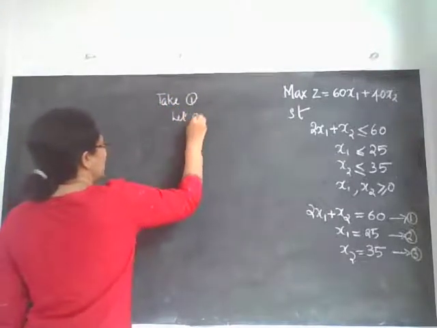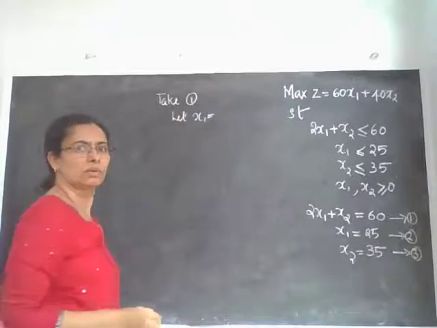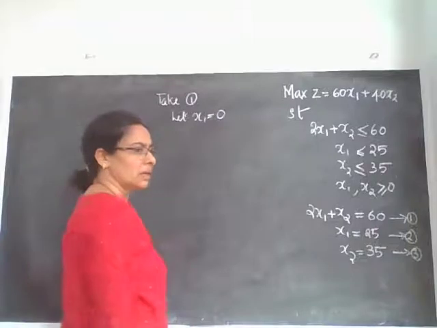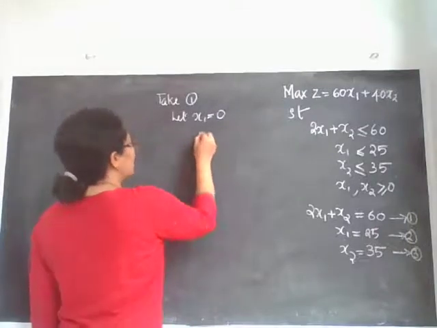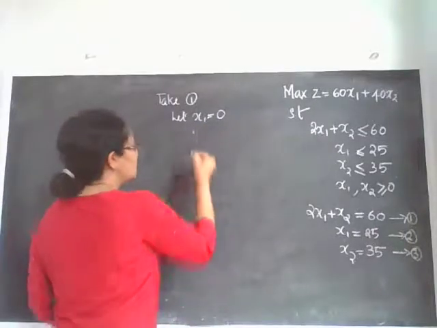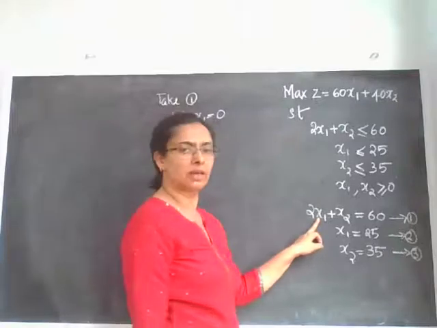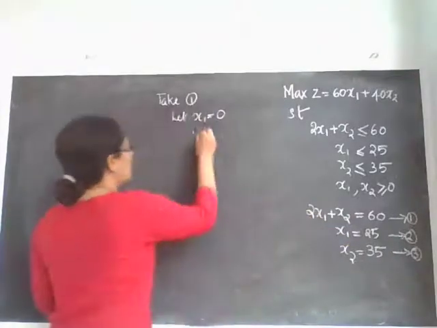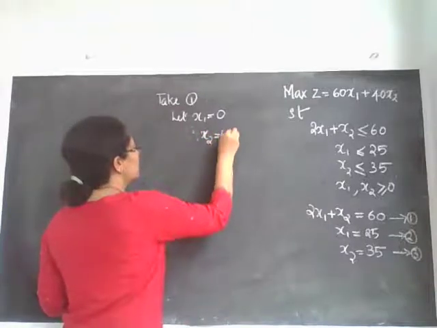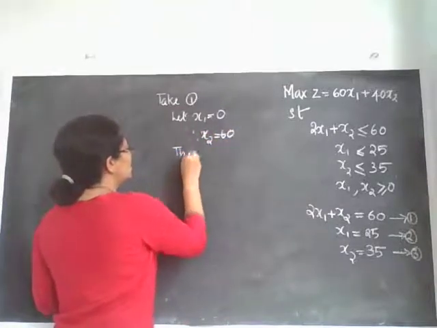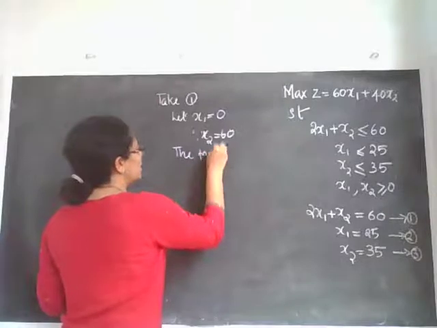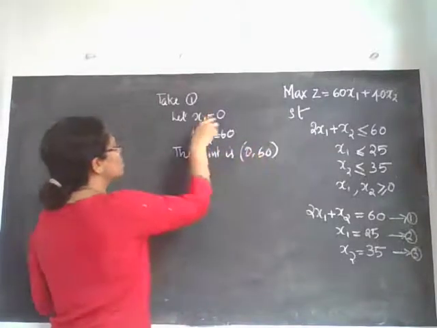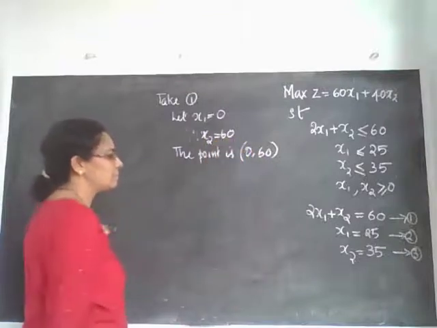Let x1 equal to 0. Therefore, in the first equation, x1 becomes 0, so x2 equal to 60. Therefore the point is 0, 60: x1 is 0 and x2 is 60.